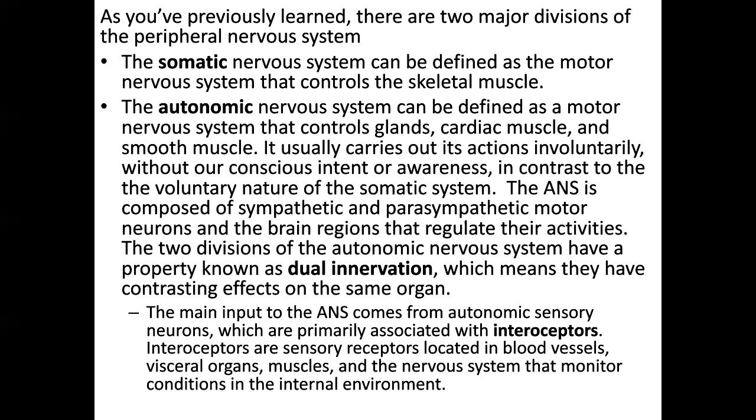Whereas the parasympathetic is going to make it beat slower, and it's not going to beat as hard. Well, the two divisions of our autonomic nervous system have a property known as dual innervation, meaning that they have contrasting effects on that same organ. Like I was just saying, sympathetic makes heart rate go up, parasympathetic makes heart rate go down. So dual innervation means that organs are innervated by both systems, and that these two systems have contrasting effects. One makes something go up, one makes it go down.